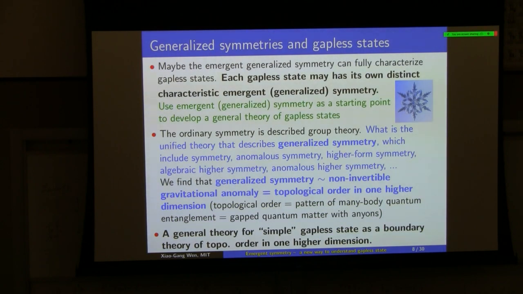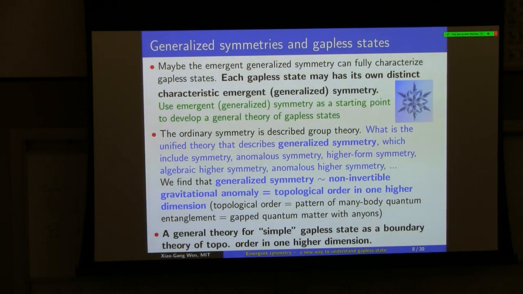Because the generalized symmetry is so general, then we start to dream. Maybe this generalized symmetry is so general, so rich, it can fully characterize the gapless states. So we are thinking about a one-to-one correspondence. That is, each gapless state has its own distinct characteristic emergent generalized symmetry. Yeah, this is very bold, which may not be true, but I hope at least they largely characterize the gapless states. So once you fix the emergent symmetry, maybe there are only a few possible gapless states, I hope.